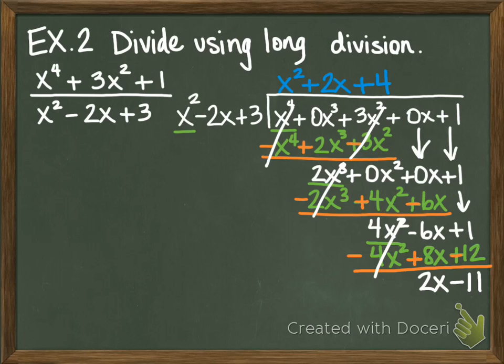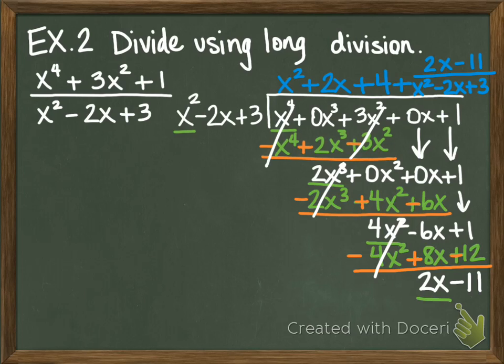Then I want to know x squared times what equals 2x? Well, there's nothing I can multiply x squared by to get a 2x because it has a lesser exponent. So this is actually our remainder. So when we write our remainder, you're going to add it to the end of your answer and then put it over whatever you were dividing by originally. So this is going to be plus 2x minus 11 all over x squared minus 2x plus 3. So it's not pretty, but that's because it doesn't divide evenly. Not all the time are they going to divide evenly.